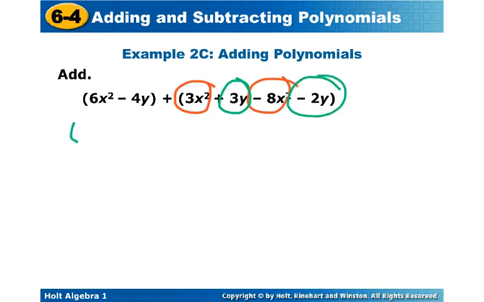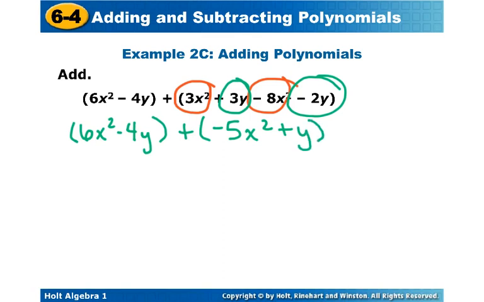So I'm just going to rewrite this first polynomial plus, and now the second polynomial is going to become 3x squared minus 8x, so that gives me negative 5x squared. And then I have a positive 3y and a negative 2y, so that gives me positive y. And again, like I said, I'm going to do the vertical method. So I'm going to write the first polynomial first, and then I'm going to add the second polynomial.